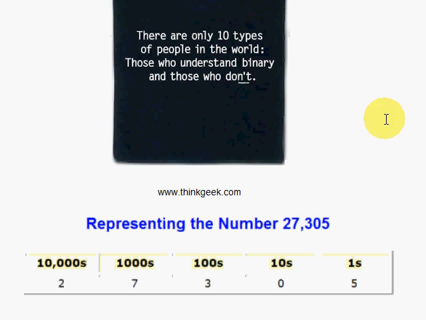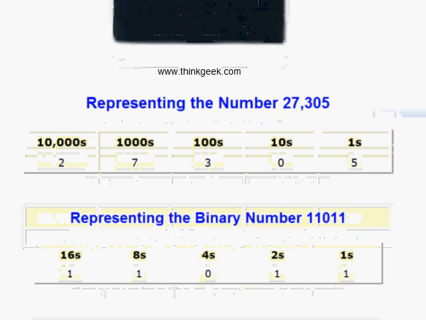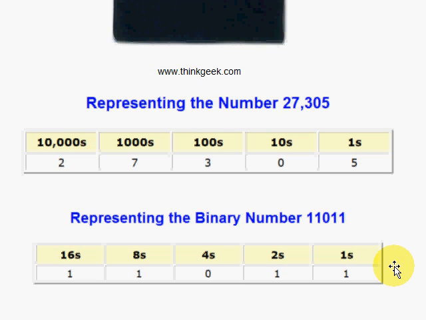Well, let's close this and proceed to the binary system, where the binary system is based on 2 instead of 10. So we start with 1, and we go 2 times 1 is 2, and 2 times 2 is 4, and 2 times 4 is 8, and 2 times 8 is 16. That's how you get the denominations in the binary society. And also, you cannot have more than one of any of these. It's either 0 or 1.